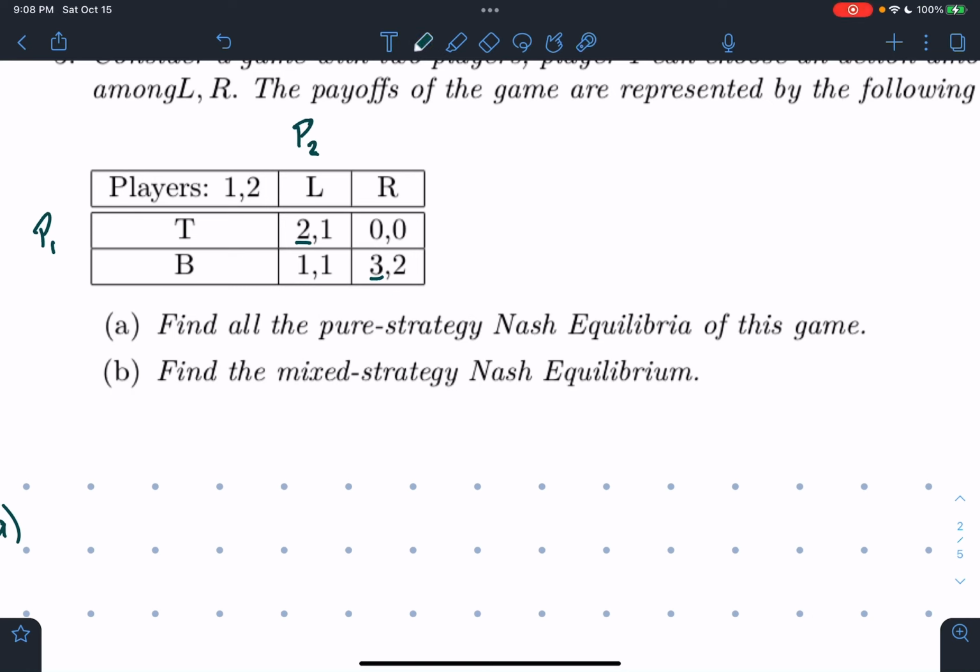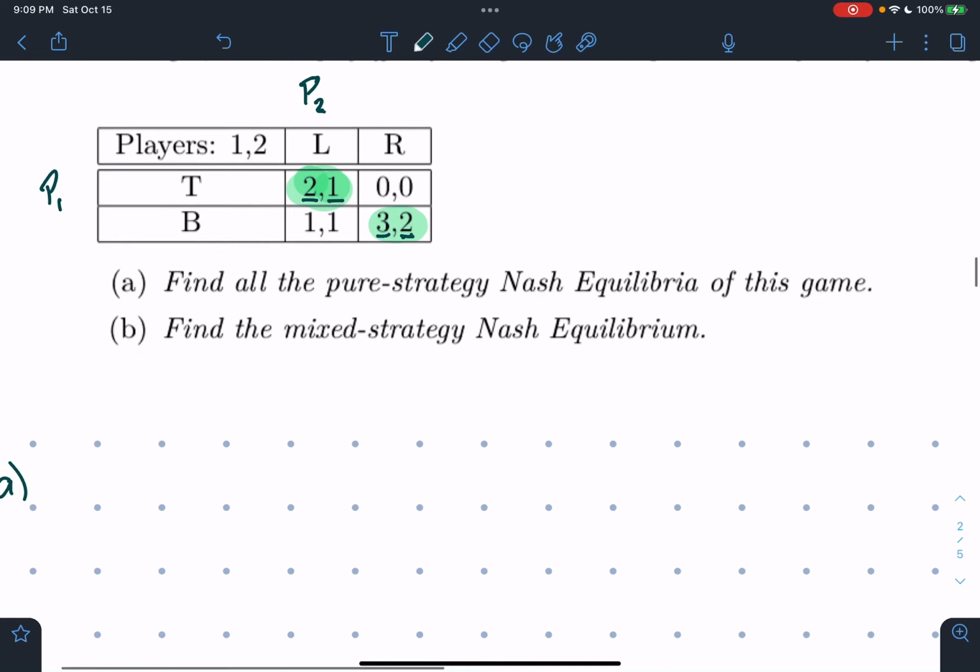We've gone through and found best responses. Now we want to find simultaneous best responses. Looking at this, there are only 2 cells that have 2 underlines. This indicates that both players are best responding to the action of the other player, so both of these are Nash Equilibria. These are the 2 pure strategy Nash Equilibria of this game, which I'll denote PSNE.